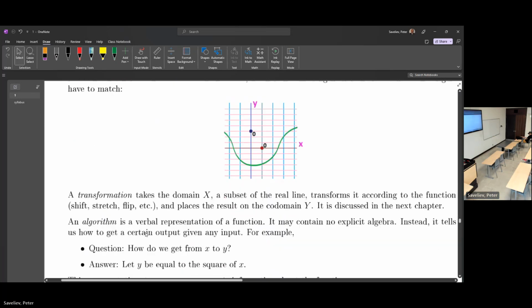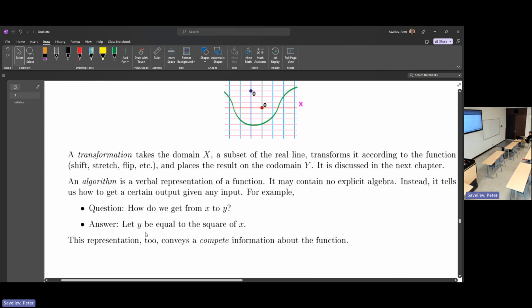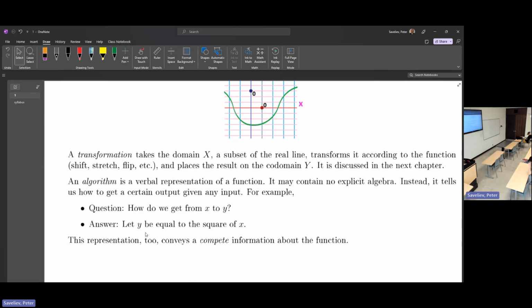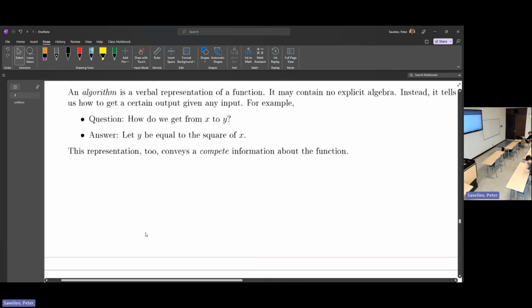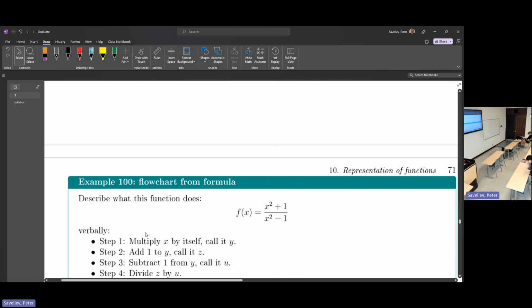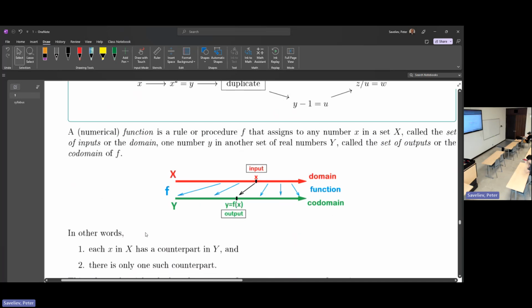All right. So the transformation, we'll get to that later. The algorithm is once again a multi-step procedure. And as long as there is no ambiguity about how to get from A to B, then you have your function ready. This once again is a formula, a multi-step procedure. I'll let you read it.